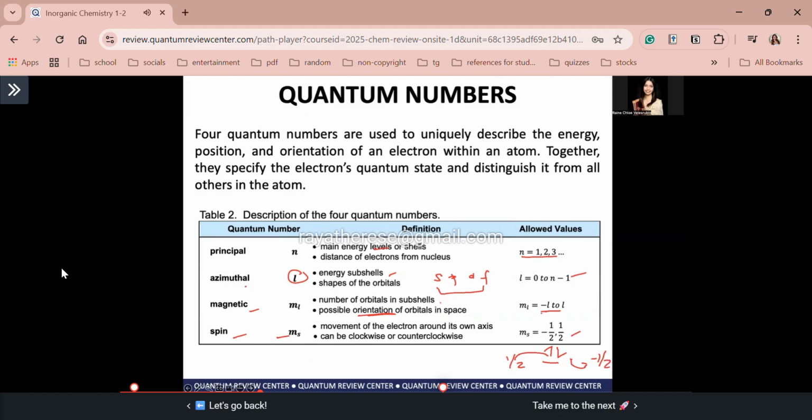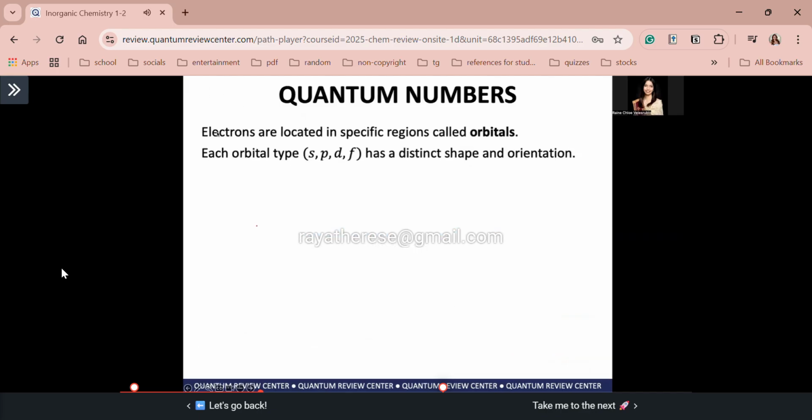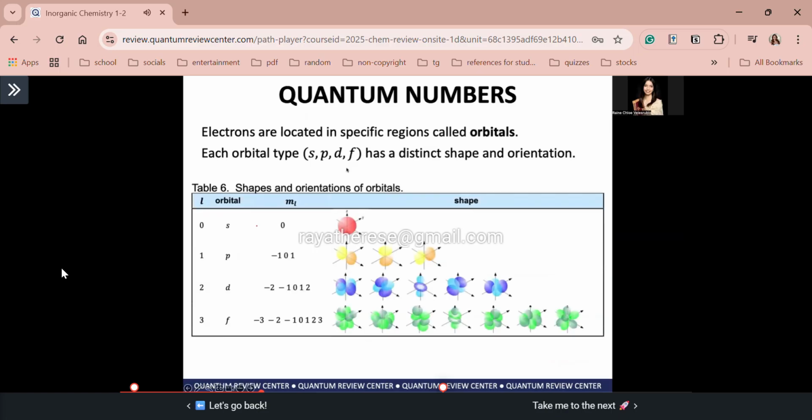Okay? Let's proceed. Now, orbitals are regions of space where we can find the electrons. The orbitals are described as s, p, d, and f, where each of them has a distinct shape and orientation. So kindly refer to this table on page I4 of your manual. First, when l is equal to 0, it refers to an s subshell. There is only one s orbital, and it is spherical in shape. And its magnetic quantum number, m sub l, is just 0. So ganito siya. Isa lang yung orbital niya.